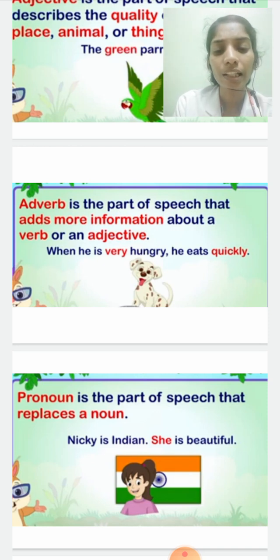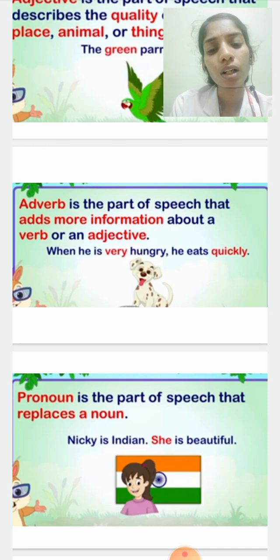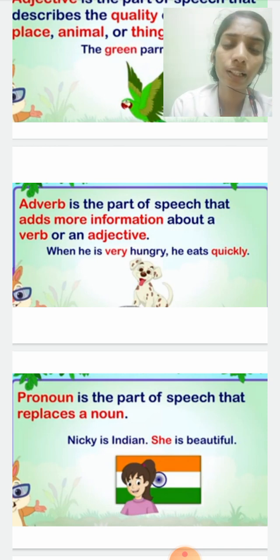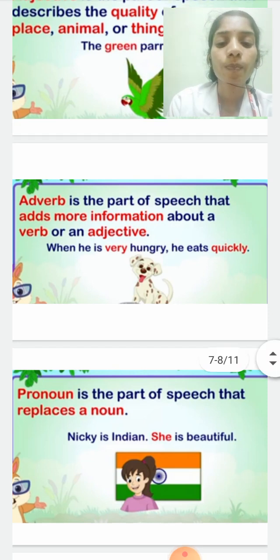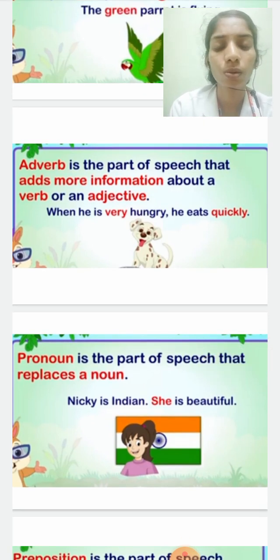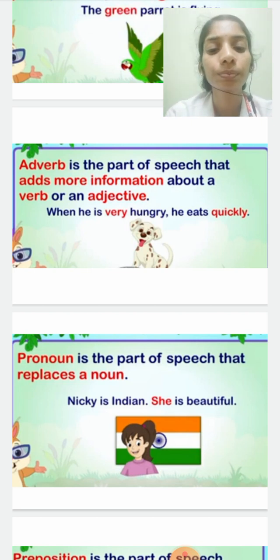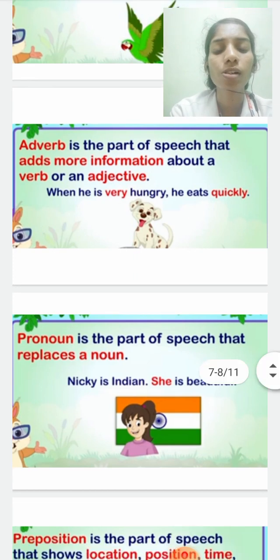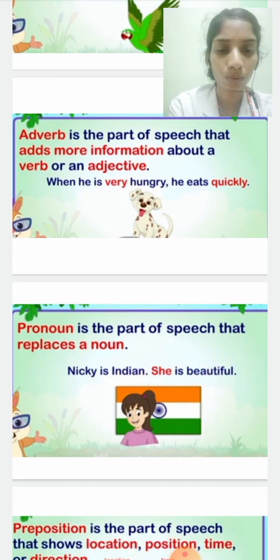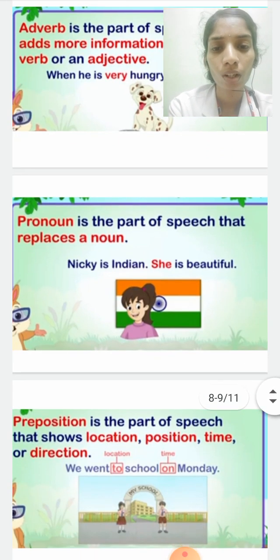Simply when we are saying he is hungry, it simply references without any expressions. When we say he is very hungry, he eats quickly, it gives you a lot of information about the subject, especially about the quality of the subject. So it not only represents information about the verb, it can also give information about an adjective.